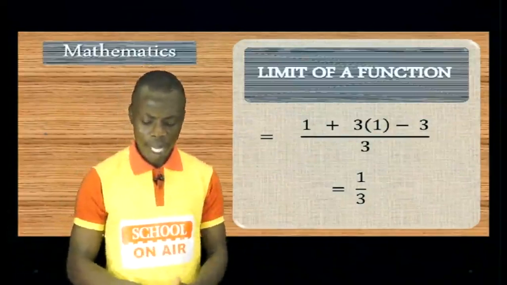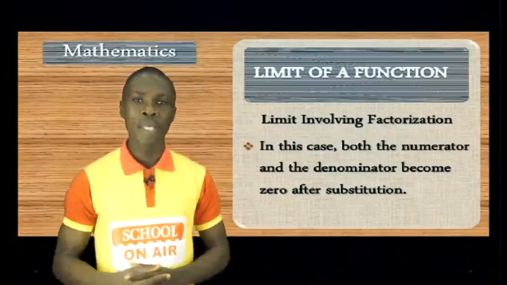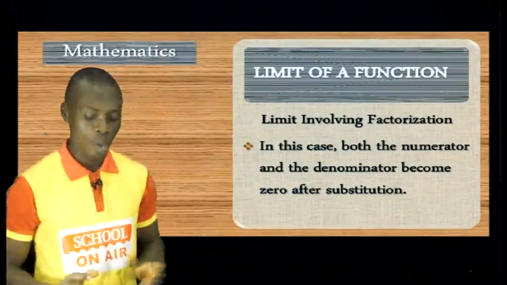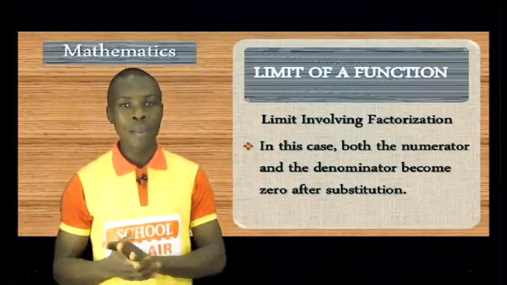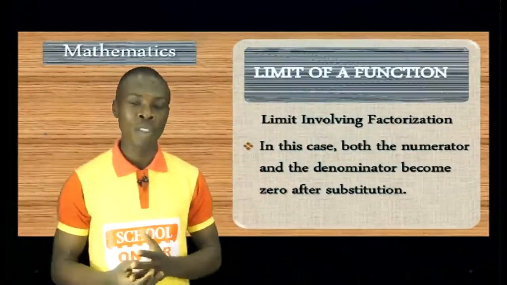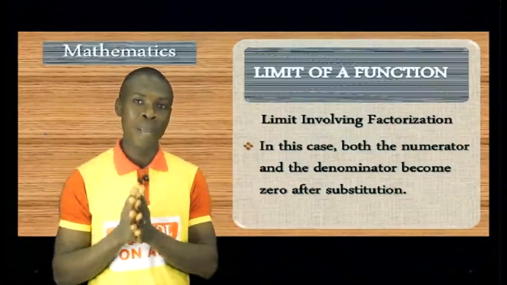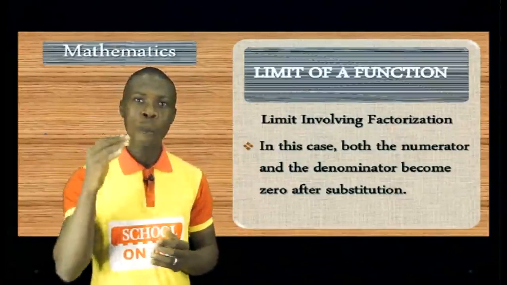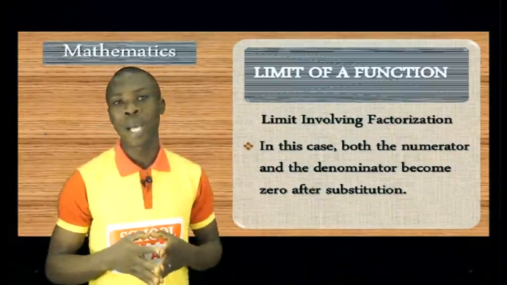So let's move on quickly and see what other ways we employ in finding the limit of a function. The next one is limits involving factorization. We use the method of factorization when you observe that by substituting the limiting value of x in the function given, both the numerator and the denominator will give you 0. Then you have to find another way around it.